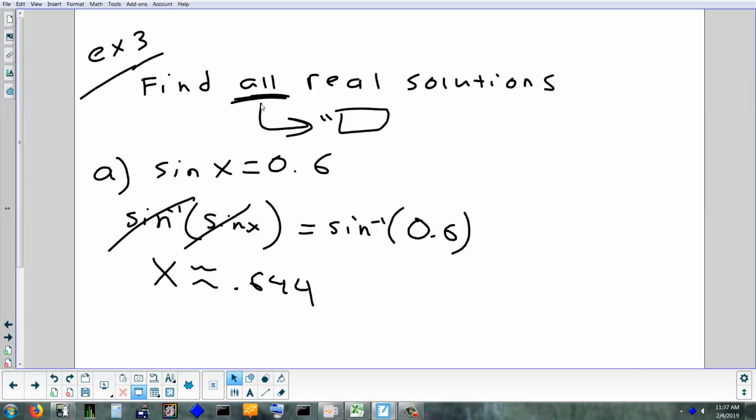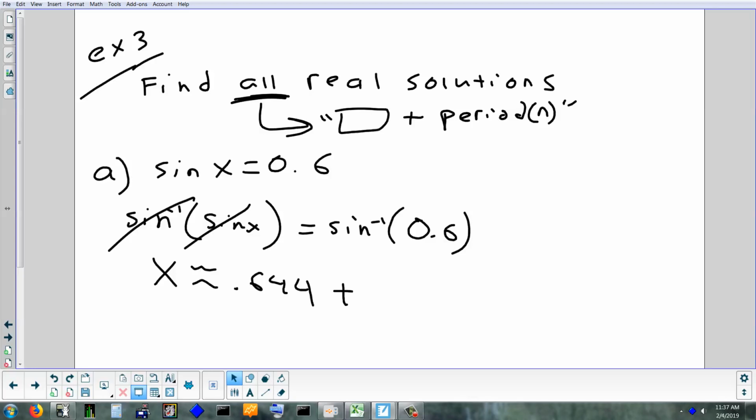You find one answer just the way we did, and then you have to put plus the period times n. What that means is you can add any multiple of the period to 0.644, and you'll get an answer in another cycle. If you add two multiples of the period, you get an answer 2 cycles later. If you subtract 3 multiples of the period, you get the answer that's 3 cycles before this one. Okay?